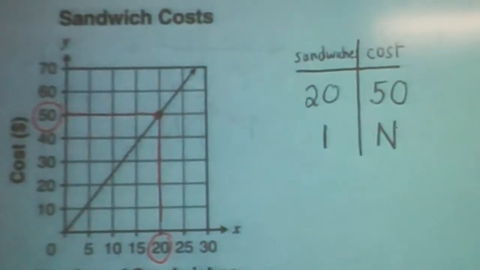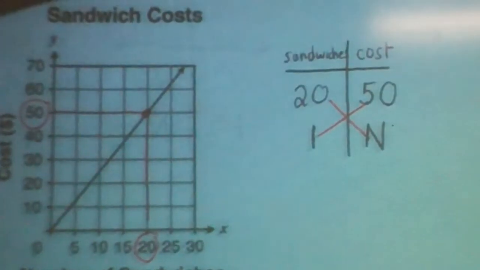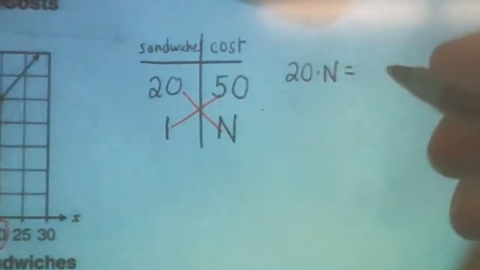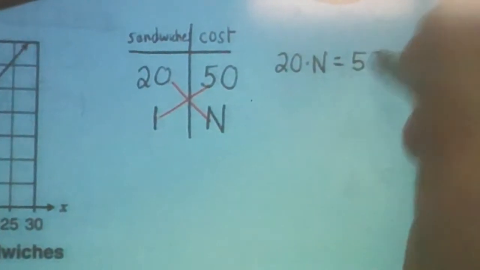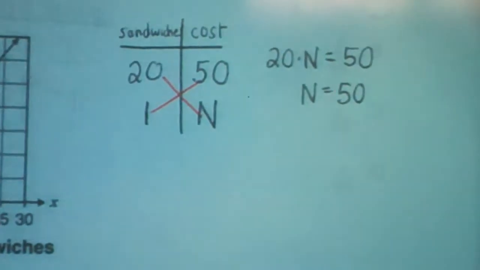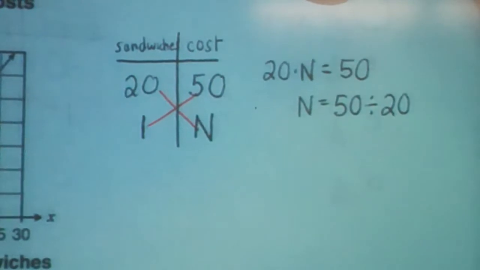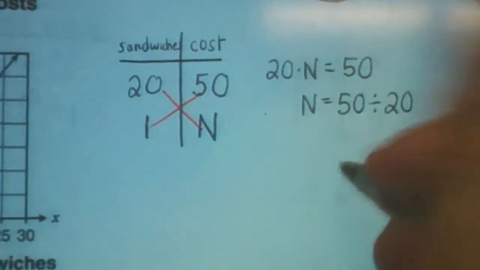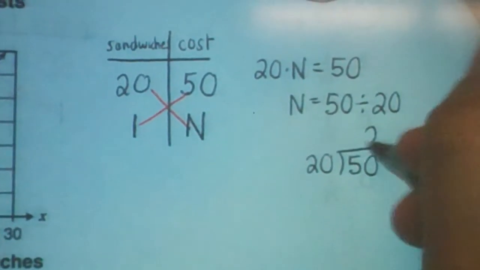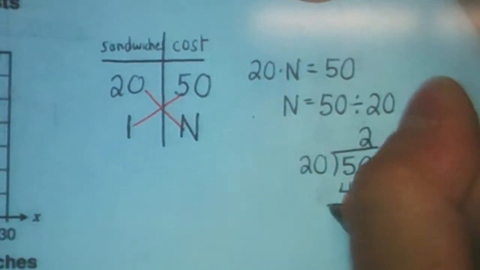The way we're going to solve that is once again by using cross multiplication. 20 times n equals 50 times 1, which is 50. Recopy the n, recopy the 50, and then divide by 20. 20 goes into 50 2 times, with a remainder of 10.